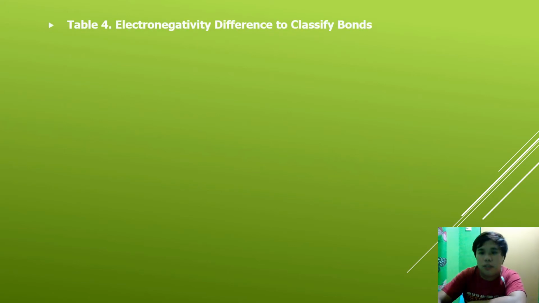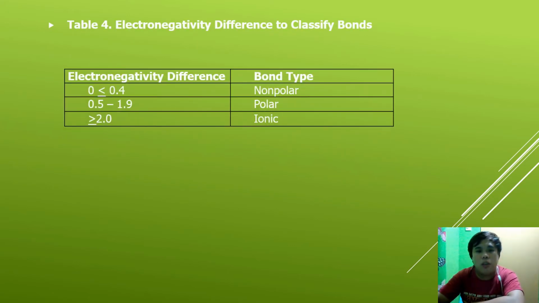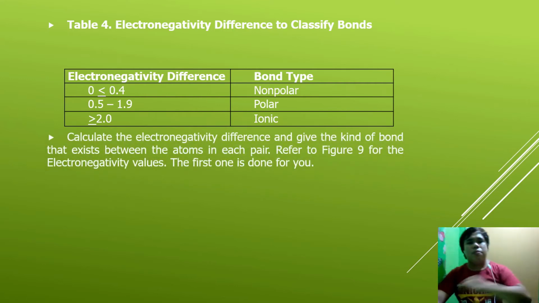Electronegativity difference to classify bonds. These are the ranges. Less than or equal to 0.4 is non-polar covalent. 0.5 to 1.9 is polar covalent. And greater than or equal to 2.0 is an ionic bond.